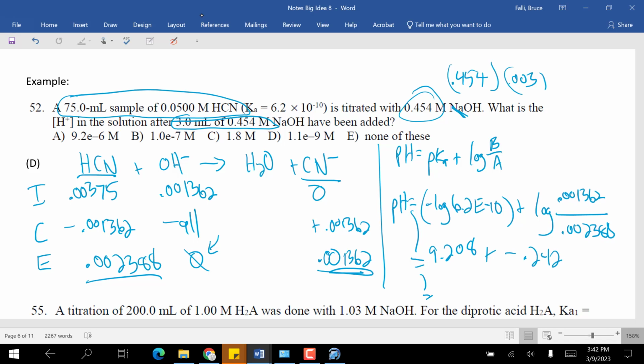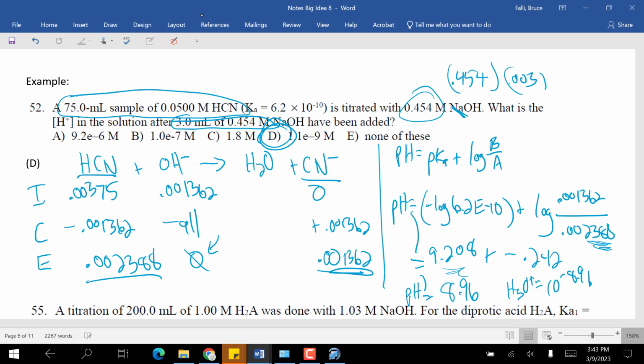9.208 plus the negative 0.242 is 8.96. Notice I have more acid, so that means I'm going to be a little more acidic than the pKa, and that's what I got. What is the H positive in the system? So I've got to change this to H positive. H3O positive equals 10 to the negative 8.96, which is 1.08 E negative 9, about 1.1 E negative 9.